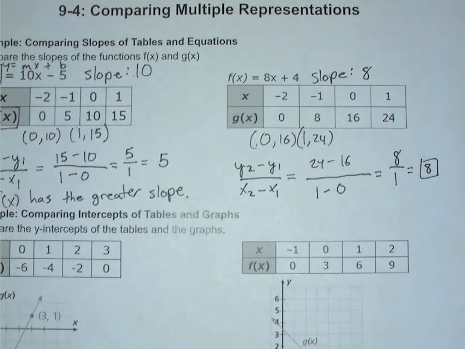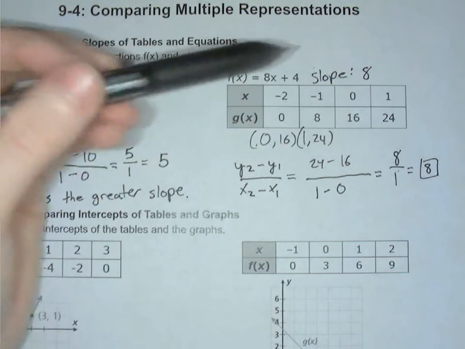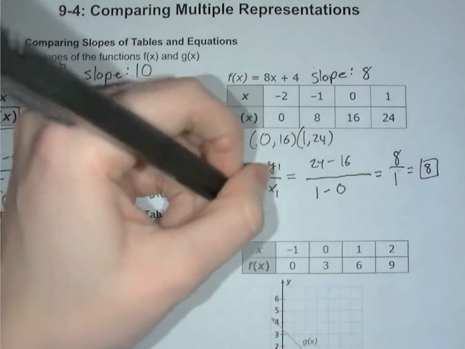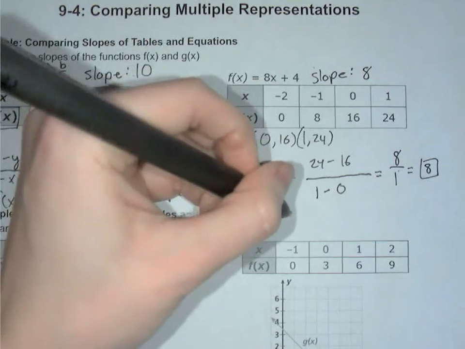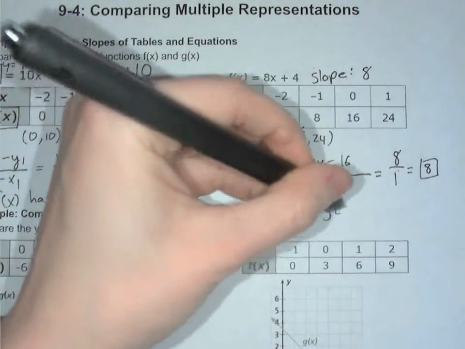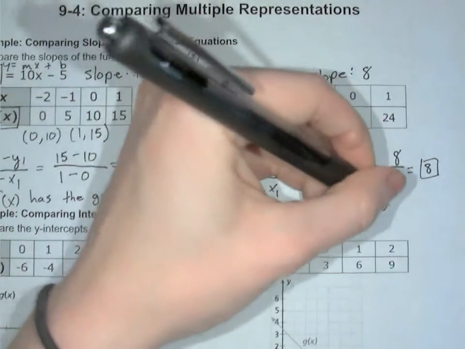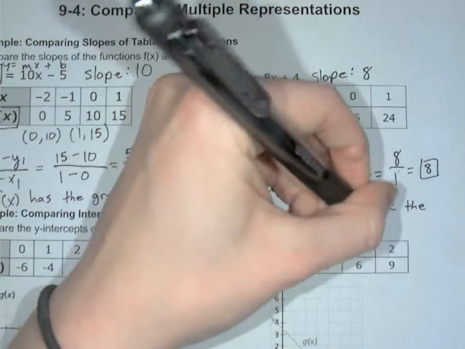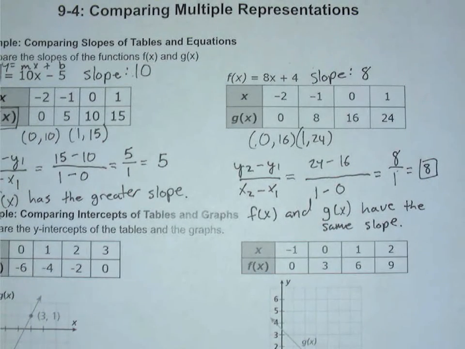So what I just found here is that our functions have a slope of 8 and a slope of 8. These two functions have the same slope. So I can say f of x, my first function that's represented by an equation, and g of x, my second function, which is represented by a table, have the same slope. All right, so we compared our slopes. We found out that both of those functions have slopes which are the same.